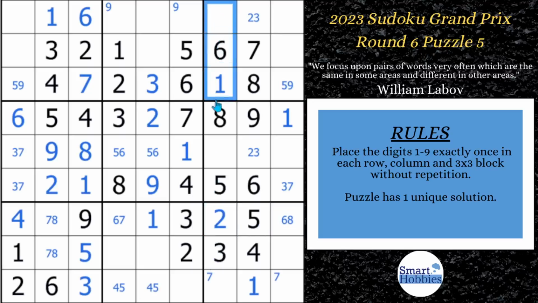Let's look now in column 7. We got a 1, 2, 3, 5, 6, 8. We need a 4, 7, 9. Well, you got a 7 here. Remember, this 9 is that pointing pair. You can't have a 9 there. You can't have a 7. That's got to be a 4 now.